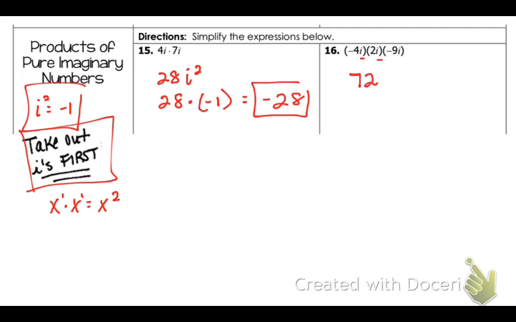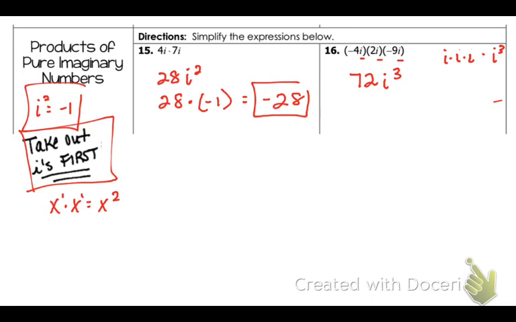And then you have 3 i's. So that's i cubed, because i times i times i. But remember, this is where I said you have to know your patterns. So i cubed, I need to break that down.